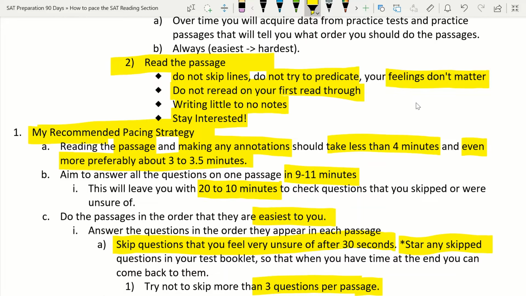because you'll still have 20 minutes at the end to go back and answer those 15 that you skipped in total. Now, if you're taking 11 minutes and skipping 3, then that's going to be difficult for you to go back and answer those 15 questions in 10 minutes. That would be bad pacing.